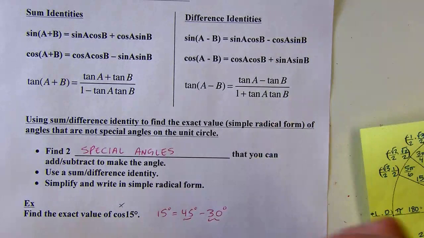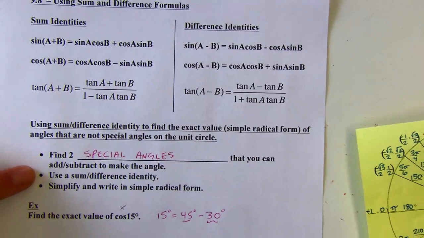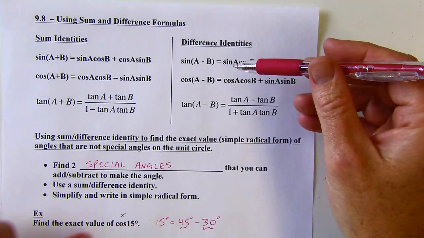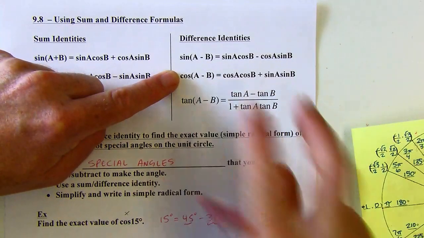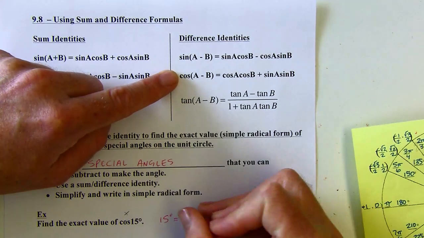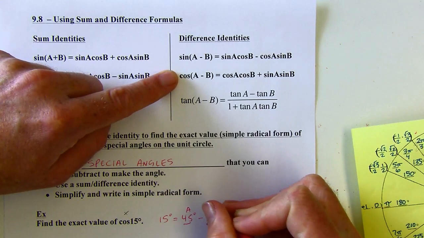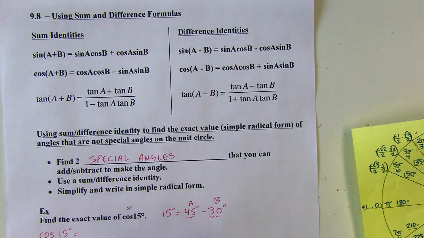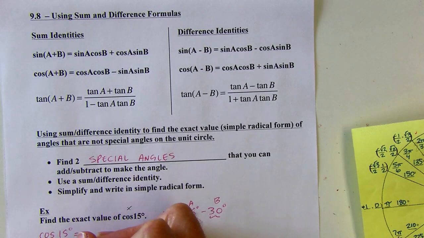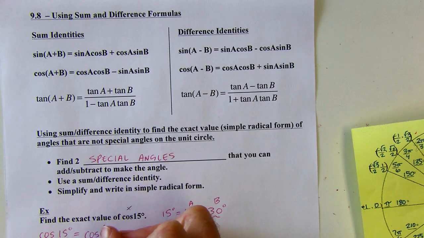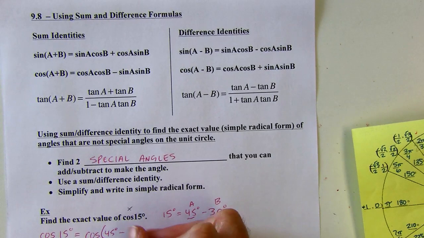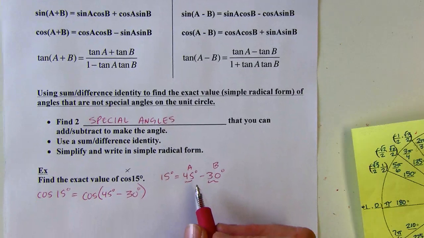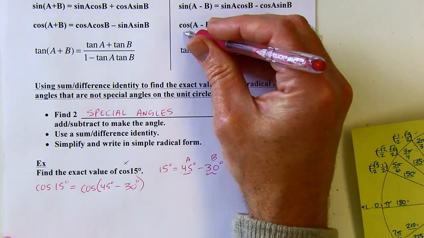So, next step, use a sum or difference identity. Since I'm going to be subtracting here, I'm going to use a difference identity, and I've got cosine, so I'm going to use this difference identity, okay? So, for this problem, A is going to be 45, and B is going to be 30. So, the cosine of 15 degrees, in other words, is going to be equal to the cosine of 45 minus 30 degrees, okay? Sorry, I was off screen there a little bit. Here, I'll just set it up like that. I'm going to be using this formula up here, okay?